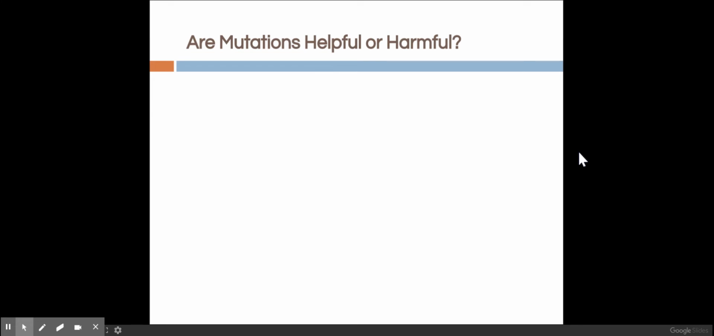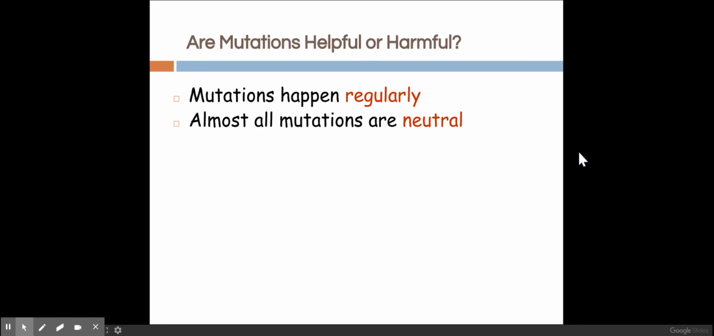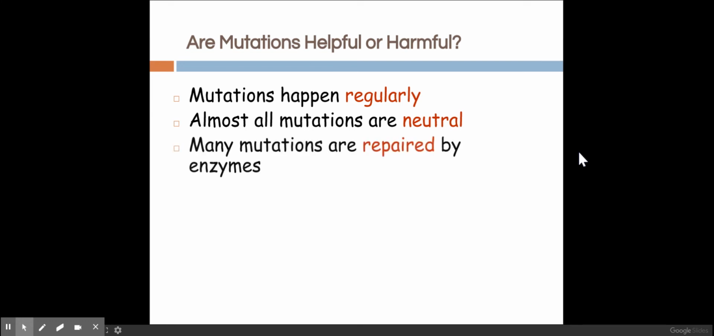Now, usually when we think about mutations, we think about them being harmful, or we think we're going to be a superhero. Mutations happen all the time. Most of them get fixed, and then a lot of them are what we call neutral mutations. They don't actually change the protein that results, and so they don't really have an effect one way or the other.